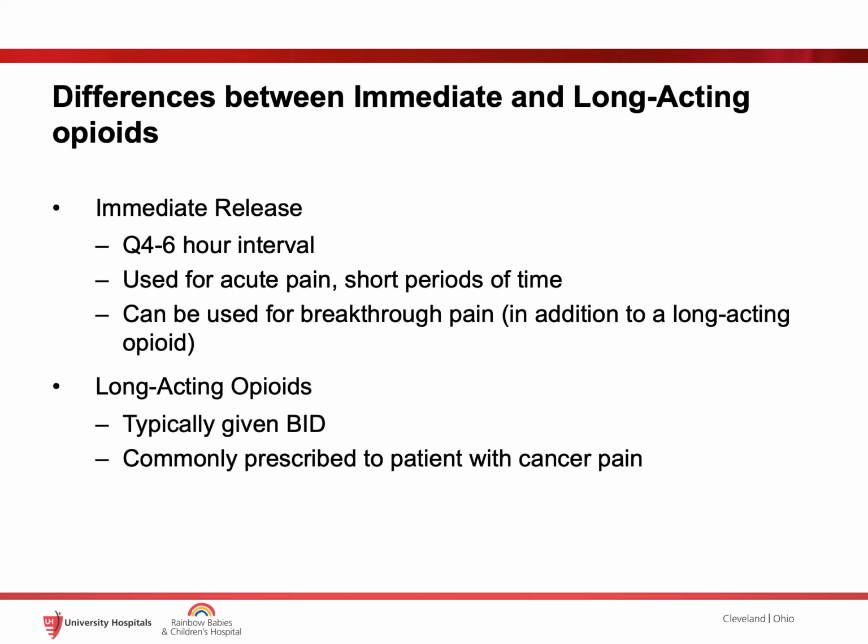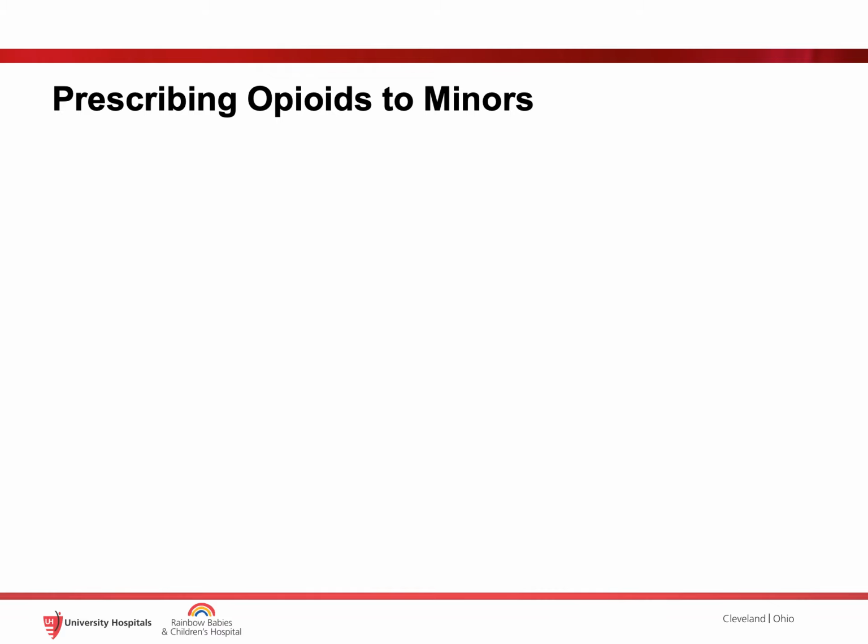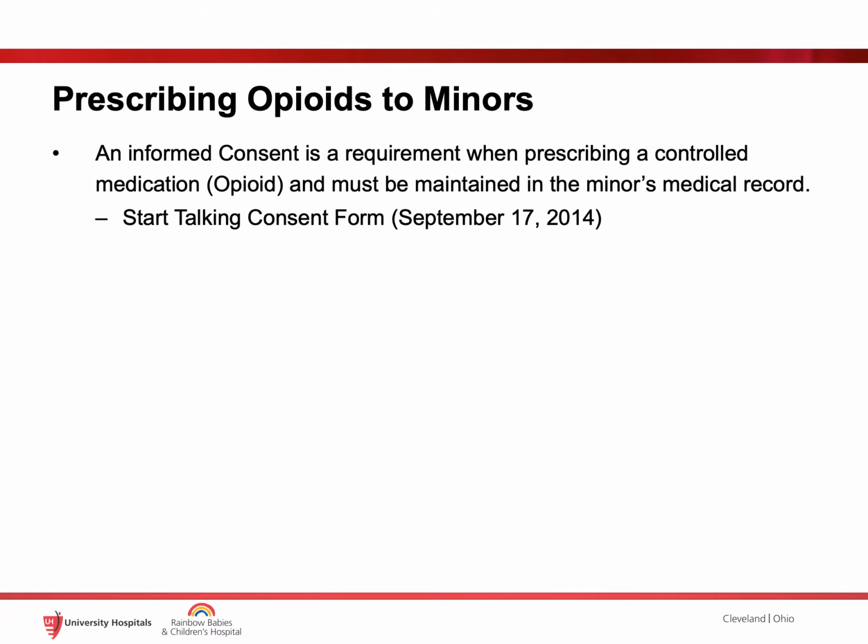And then it's commonly prescribed for patients with cancer pain, and that's really the only ones that it's prescribed for now that I know of. So, prescribing opioids to minors: in 2014, they came out with the Start Talking consent form, which is required when prescribing a controlled medication to any minor.